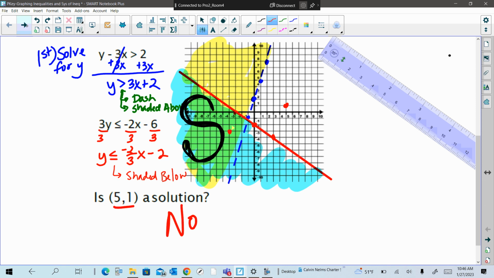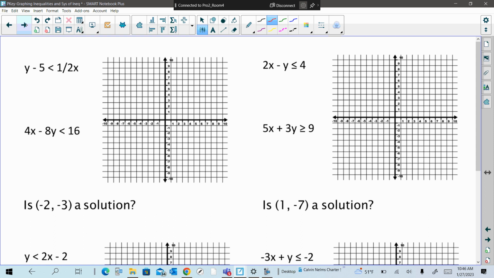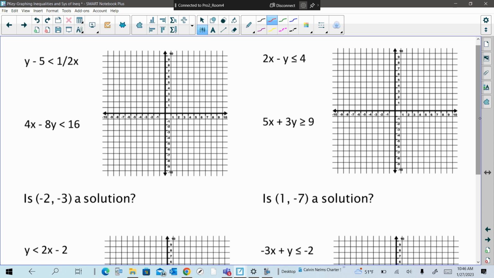All right, so let's look at the graph in the upper left-hand corner. I don't know why it's doing that. I might have to reconnect.